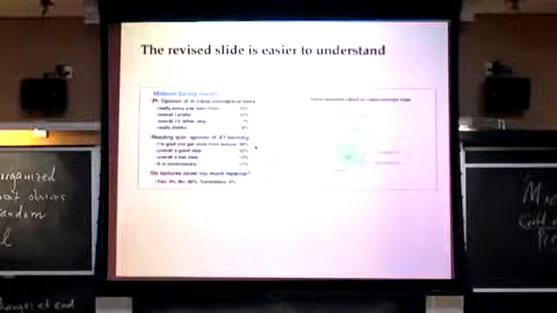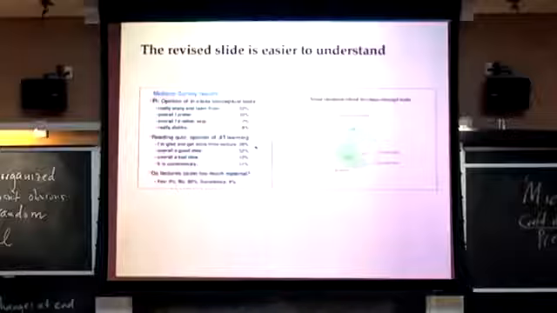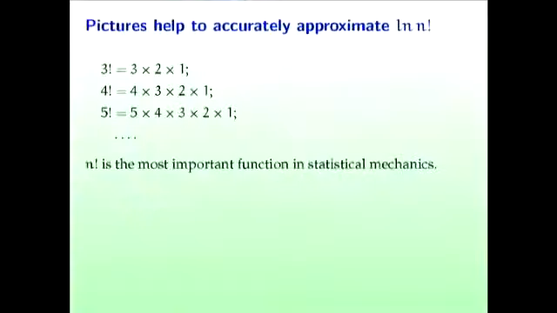and the other is just a rat's nest. Okay, so the mathematical example, actually a statistical mechanics example as well, is the log of n factorial. So we're going to approximate the log of n factorial using pictures. Okay, now why n factorial? Well, what is n factorial? 5 factorial is 5 times 4 times 3 times 2 times 1.